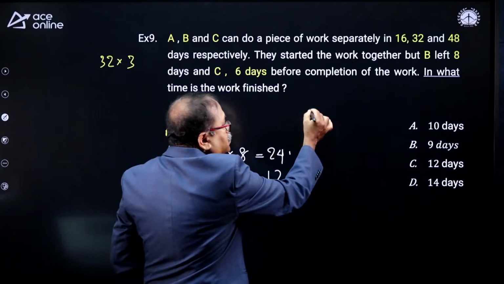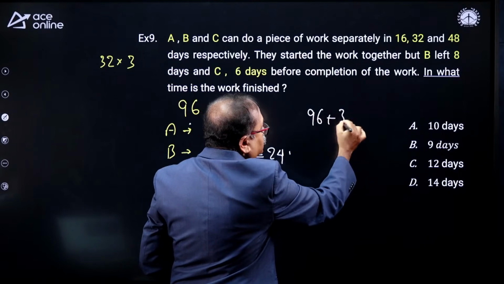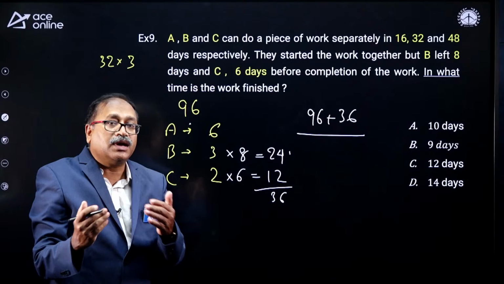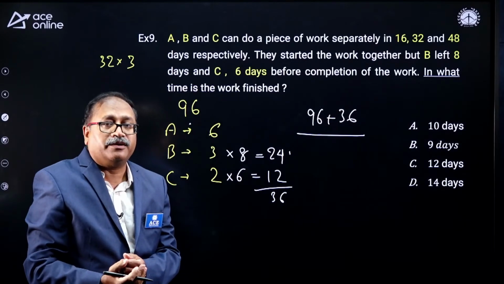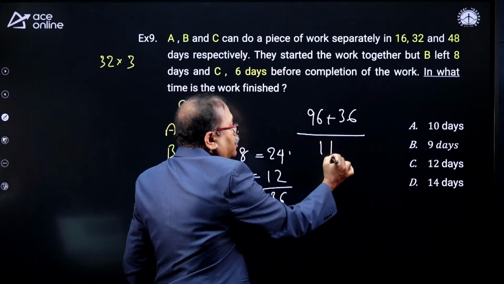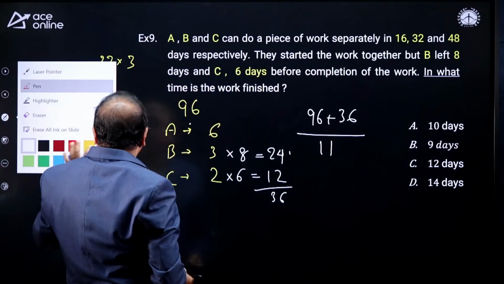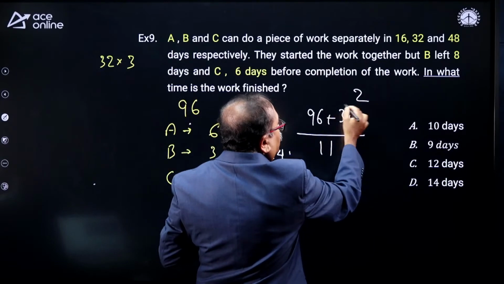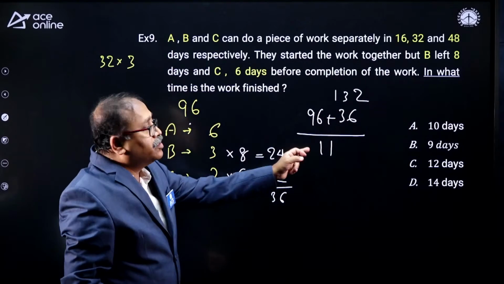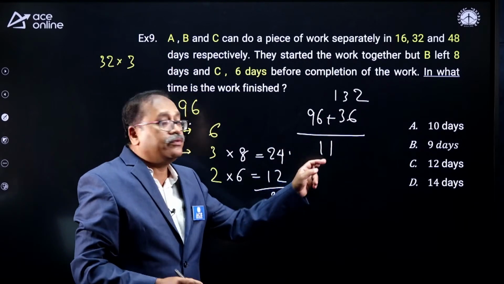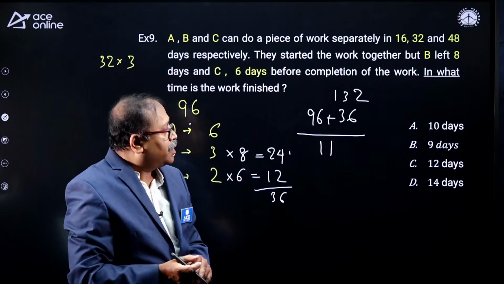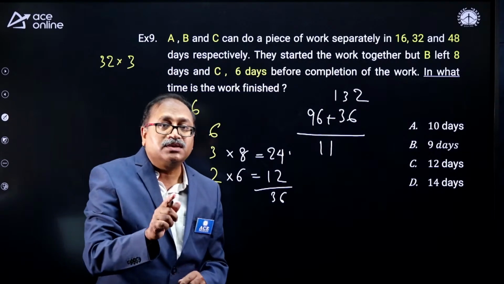So this 96 plus 36 should be divided by the total number of units A, B and C together can complete in a day, and that is 11 units. So this is divided by 11. If I add up this part, this is 12 carry 1 and this is 132. So 132 divided by 11, I get 12. So my answer is 12. Answer 12, that means option choice C.